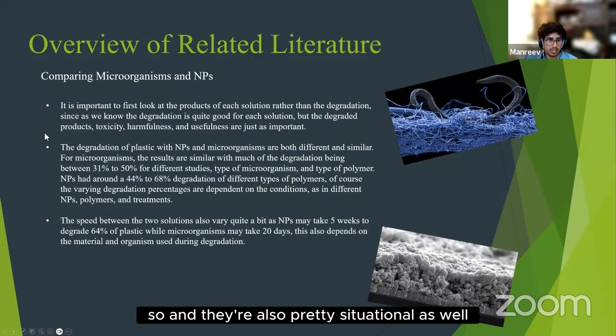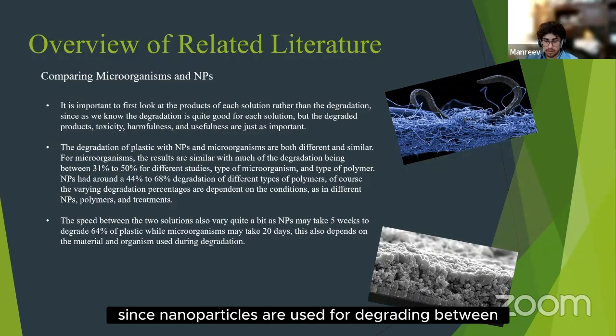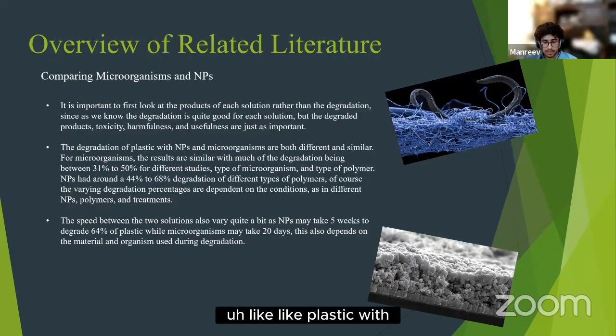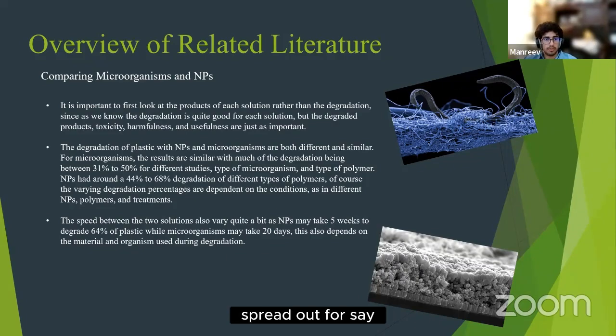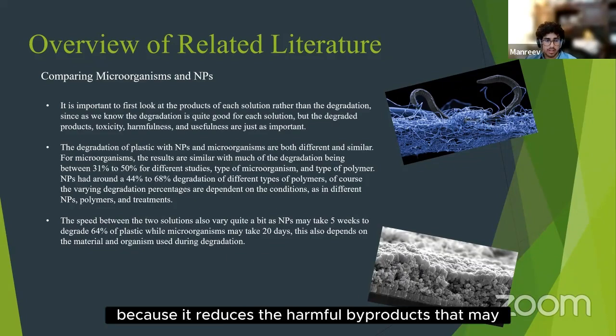So, they're also pretty situational as well, since nanoparticles are used for degrading plastic where there's a lot of plastic at once. Since they have a pretty high degradation rate, it's pretty good for just degrading a lot of plastic. Microorganisms are good for degrading plastic that is more spread out, because it reduces the harmful byproducts that may happen after biodegradation.